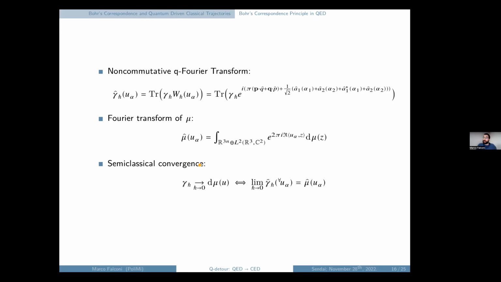And so the convergence means that the pointwise limit, for every point, of this non-commutative Fourier transform equals the classical Fourier transform of a measure. And if we know the Fourier transform, we have Bochner's theorem that allows us to say exactly what the measure mu is. Okay, so in this way we can identify the Wigner measure mu associated to gamma by taking this limit.